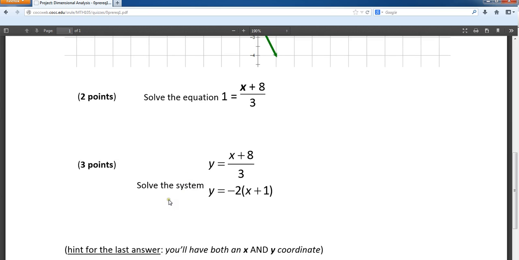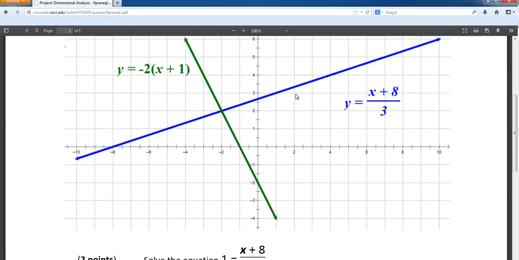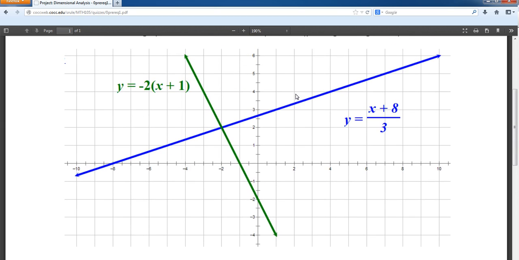This next guy here is a system of two equations. System of two equations simply means you've got two equations with two variables, which means you have to give me two variables, a value of x and a value of y. So, in other words, you have to find a place on this graph up here where on both lines the x and y values are the same.